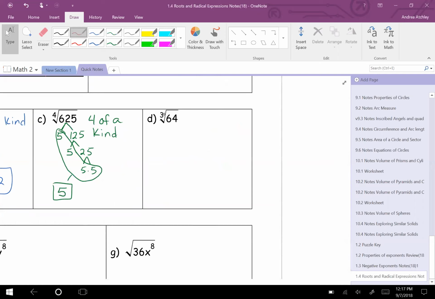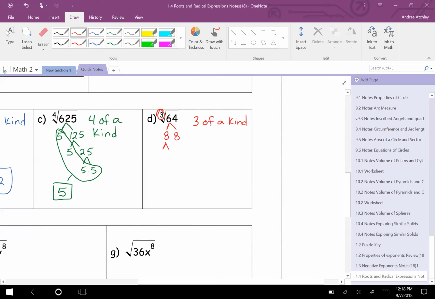Okay, this one is the cubed root of 64. That means I need 3 of a kind, so the same number. So we're going to factor that. Class, what gives me 64? What times what? 8 times 8? If you did something different, that's fine. You could have multiplied, I don't know, 4 times something, right?